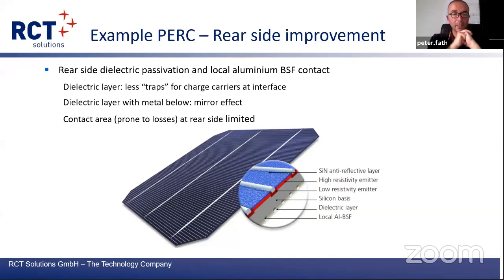Here we have a PERC cell. This is a new development introduced in the industry, let us say, 4 or 5 years ago. On the front side, we have the so-called PN junction I mentioned already, which is also called the emitter. Then on top of it, as you see in the magnification, you have the so-called anti-reflective coating. This coating reduces the reflectance coming from the front side.